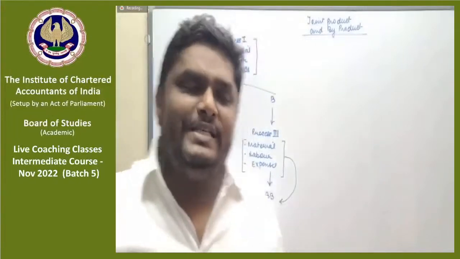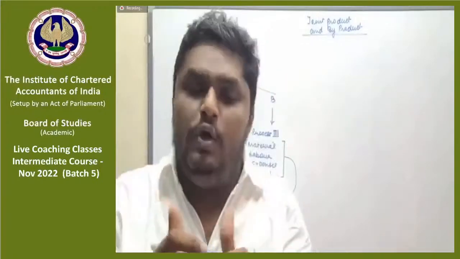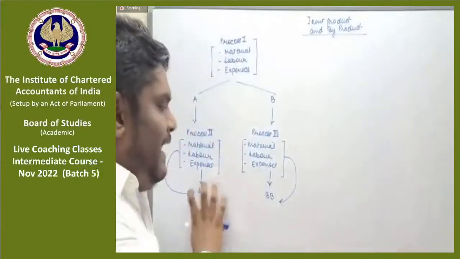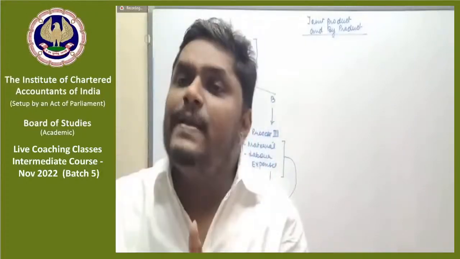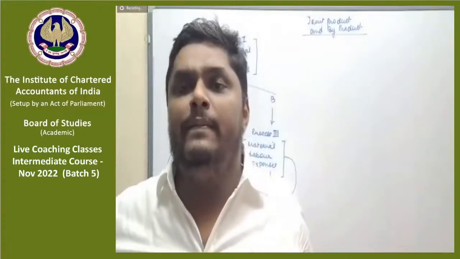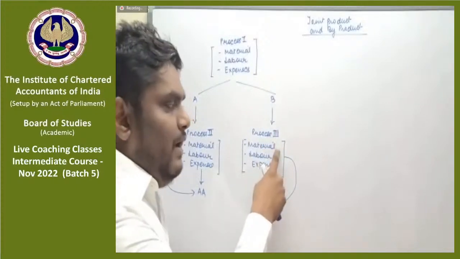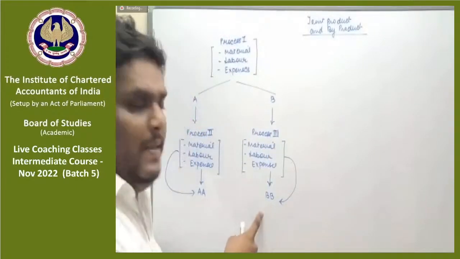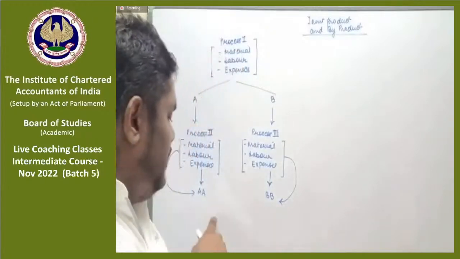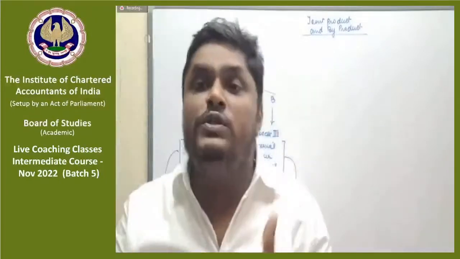Very important, guys. Our final products are AA and BB. Our main motto is to fix up the selling price for AA and BB. To fix up the selling price, we need the total cost of AA and BB. When talking about total cost, whatever the cost that is incurred in process third belongs to BB. Whatever the cost that is incurred in process second belongs to AA. But my point is, what about the cost of process first?